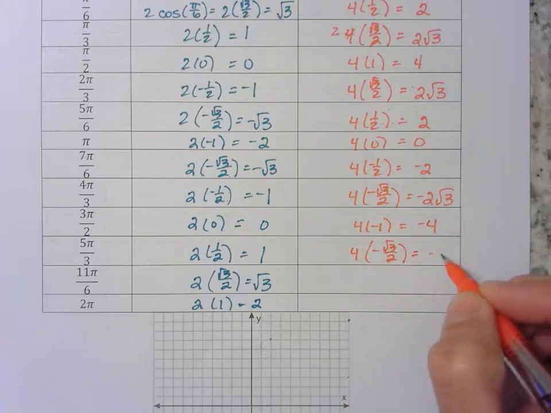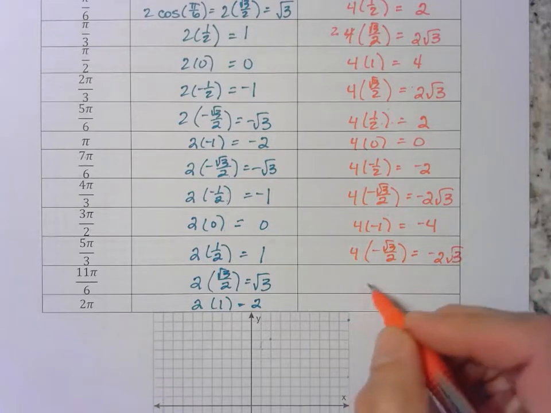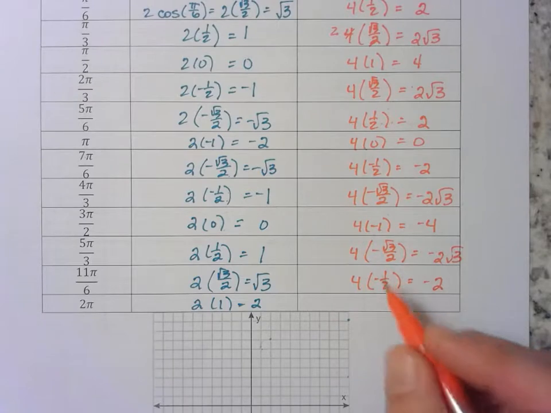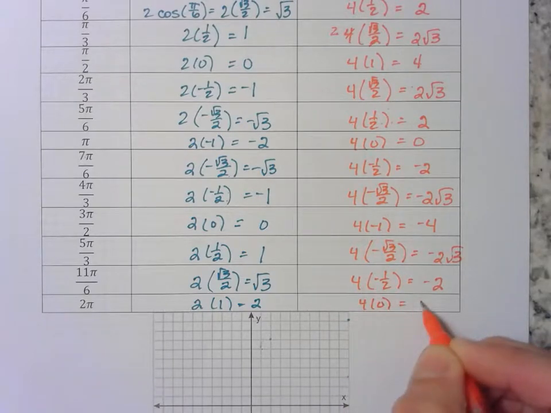I'm sure you're getting tired of listening to me talk by now. Ha! Okay, so we have 4 times negative 1/2 is negative 2, and then 4 times 0 is 0.